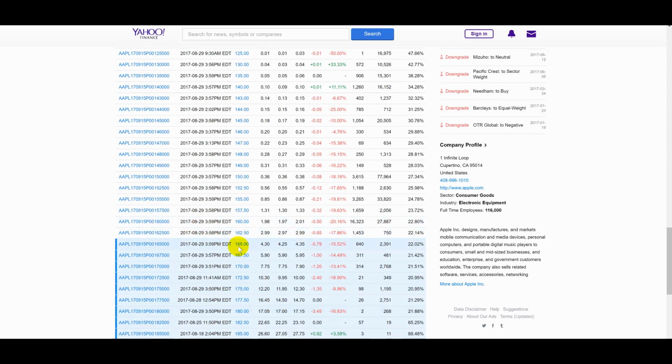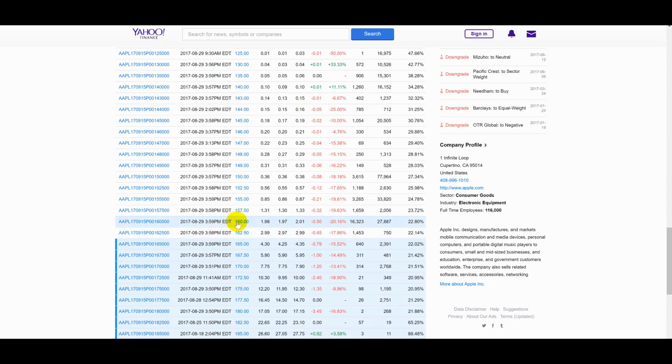So you can see here 165 puts, okay? You can see that there's very little trading happening. The payout to the put side, if Apple was to fail, would be a lot larger than the gains. Look, we have the next puts being 16,000 to 27,000.